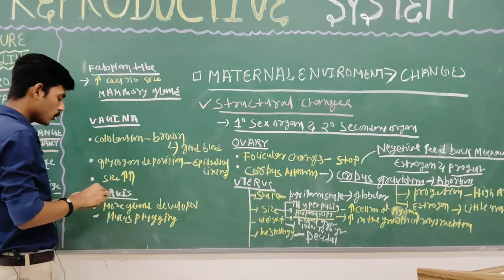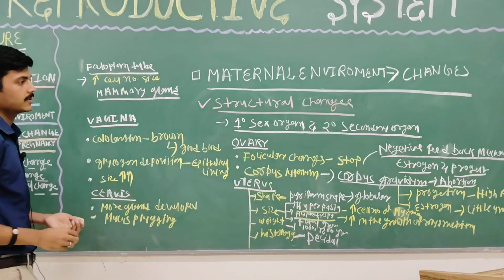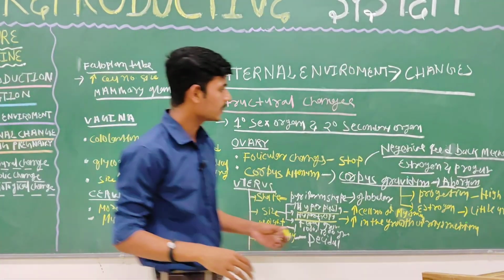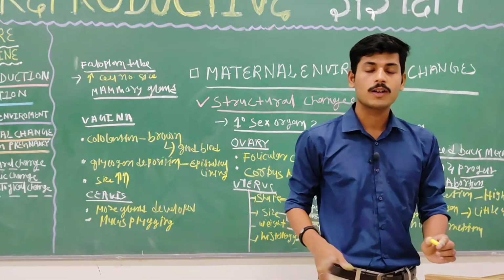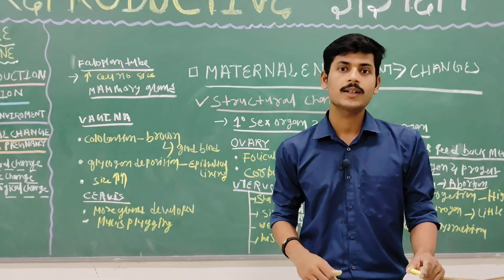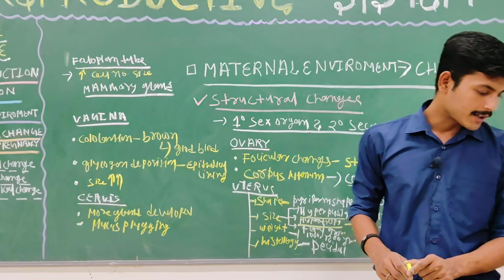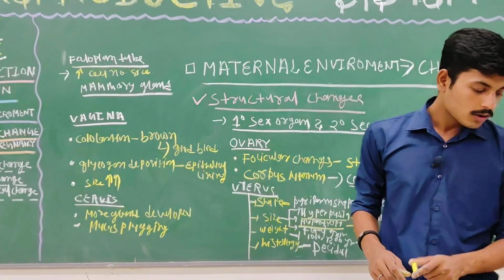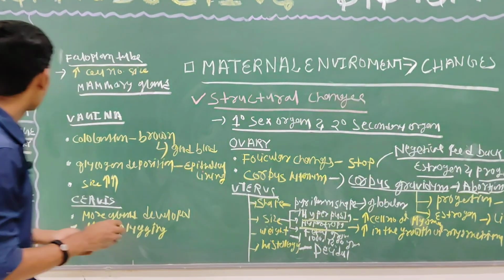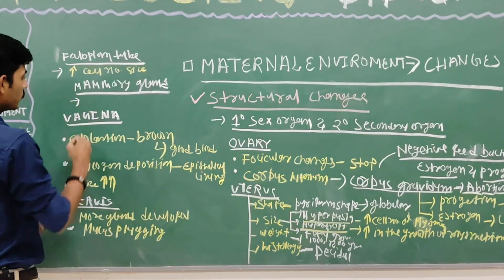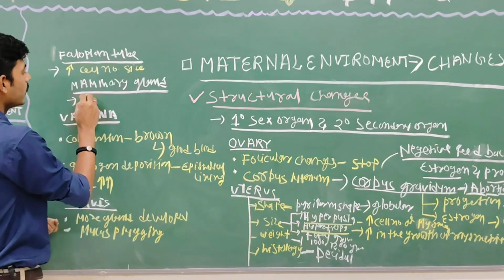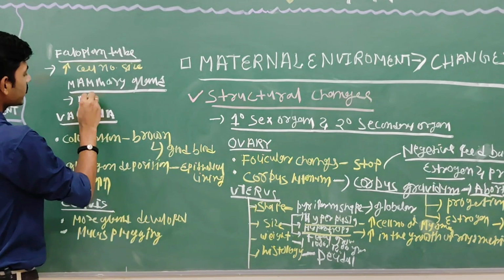The mammary gland undergoes a profound change under the influence of progesterone and one more hormone which is secreted during pregnancy, called prolactin. If we talk about these changes, there will be the formation of the mammary ducts.